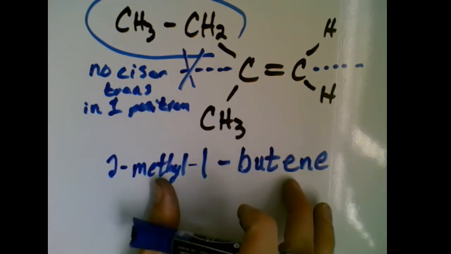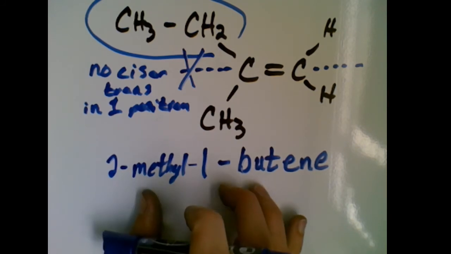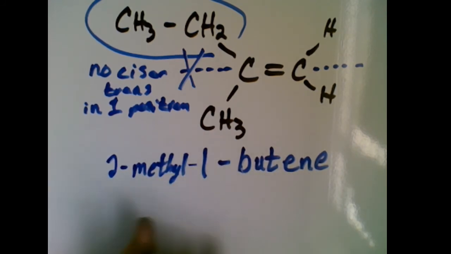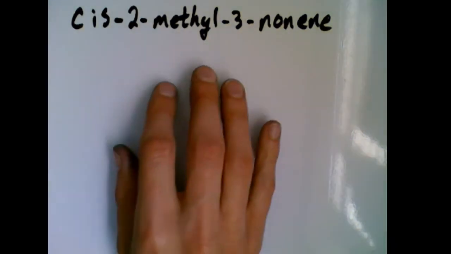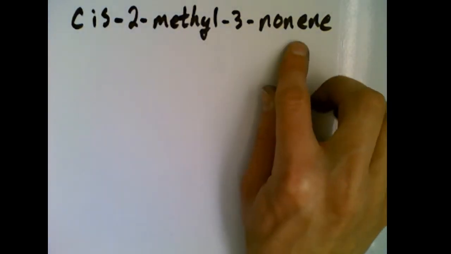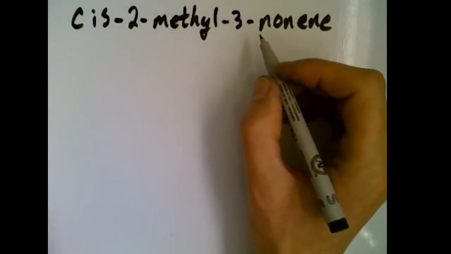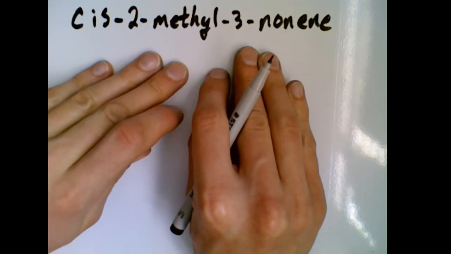Now, we've done some naming. I think our next example, we should probably draw one from the name. So let's try that. So here is the name we've been given, cis-2-methyl-3-nonene. And I think it's important to make sure we break down what everything means in the name so that we can figure out how we would draw this.